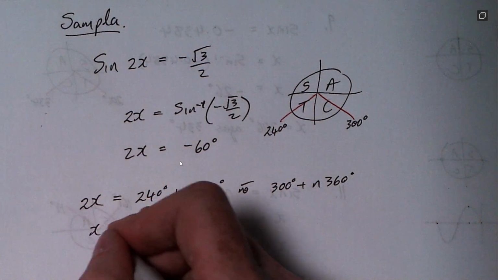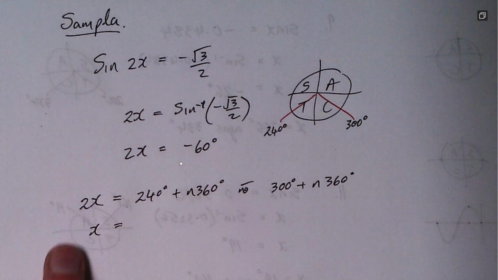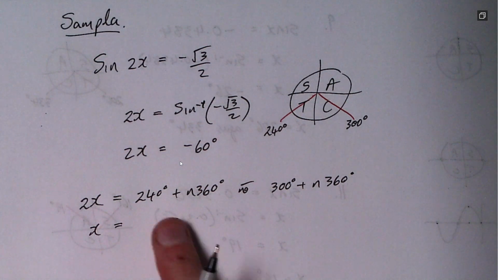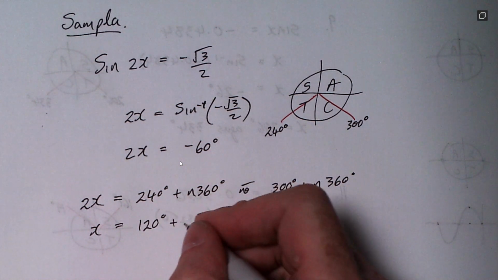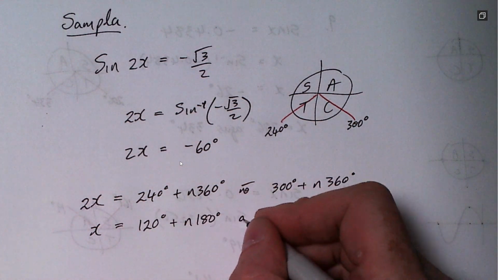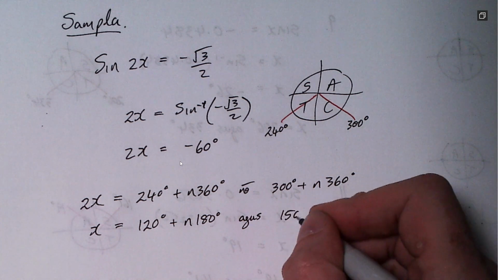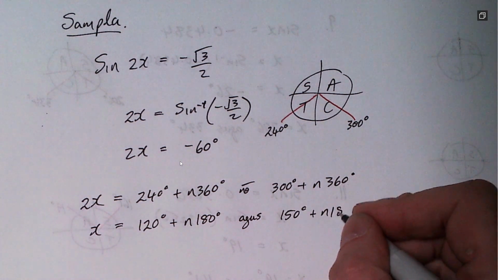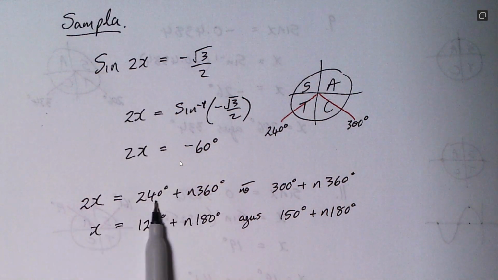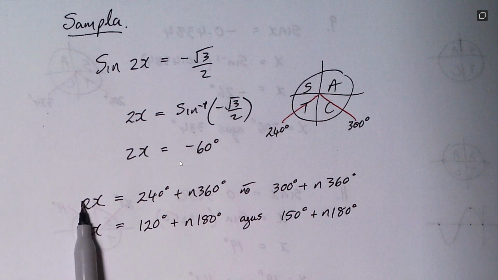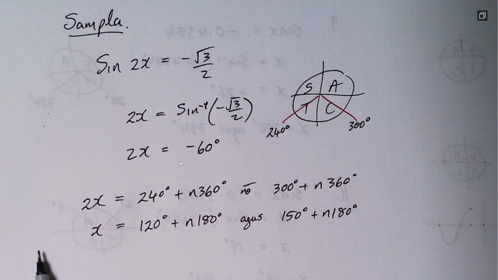So to get x, we divide by 2. So it's 120 degrees plus n 180, and 150 degrees plus n 180 degrees. We want the value of x, not 2x. So we divide everything by 2. If we divide everything by 3, we divide everything by 3; if we multiply, we multiply everything by 2. Do you get that? Okay?